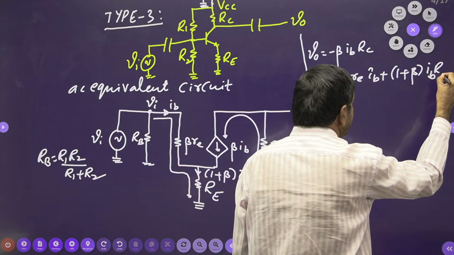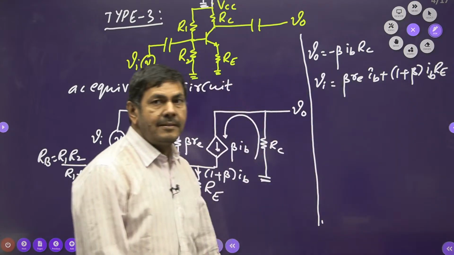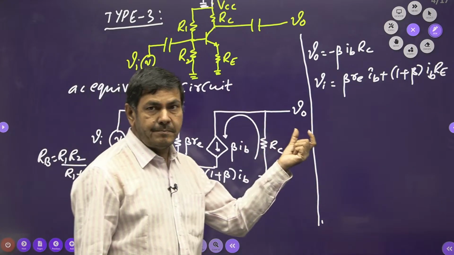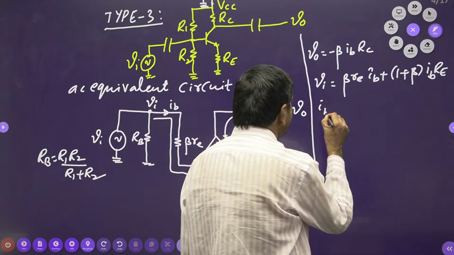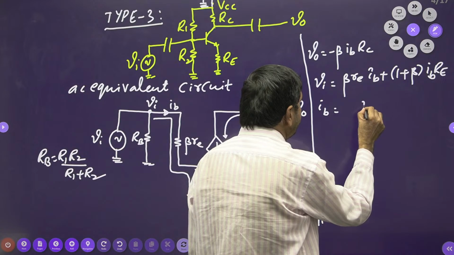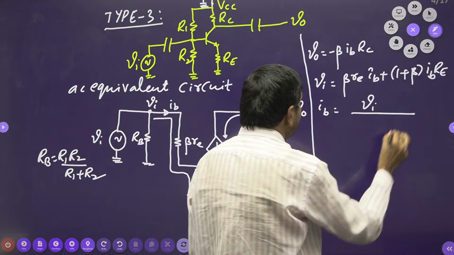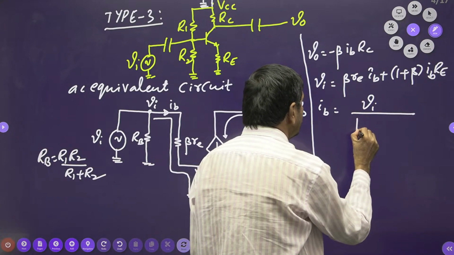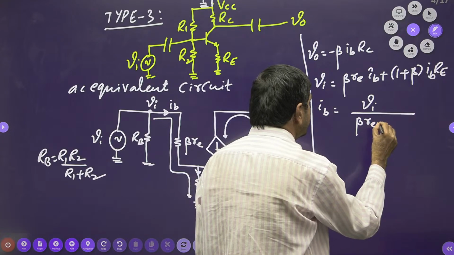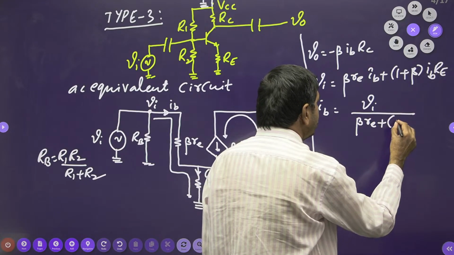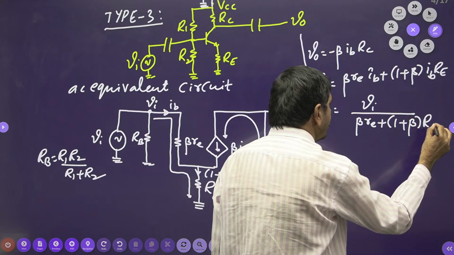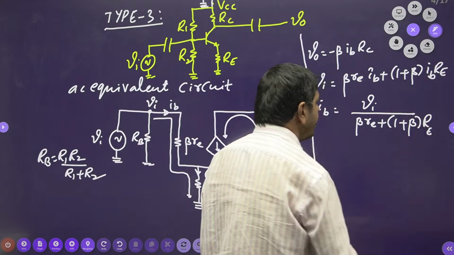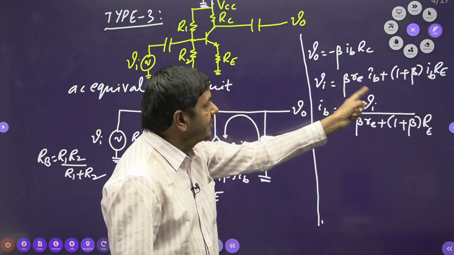IB into RE I can write. But I am in need of IB. Base current is required. That base current I can get like this: VI divided by beta into RE plus 1 plus beta times of RE I can write. IB is taken common.